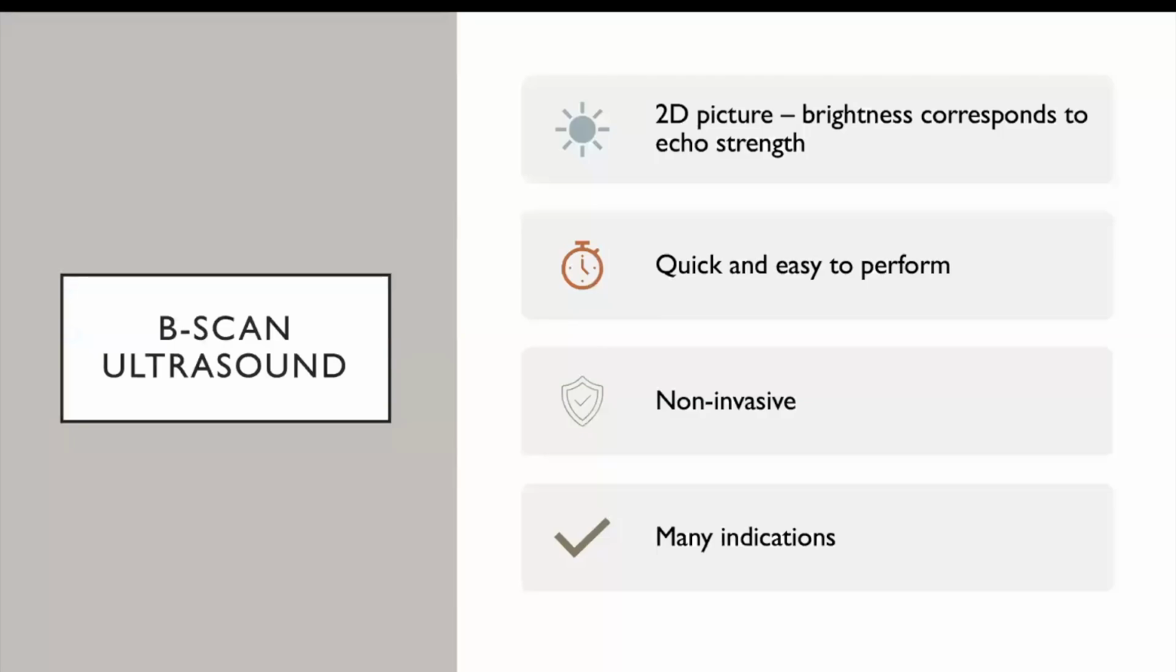So essentially, it gives you a 2D picture. It's a sort of brightness scan. That's where the B scan comes from in terms of the letter B. And then obviously you're going to get different levels of echoic strength. The brighter the tissue, the higher its echoic strength, or sometimes it means the denser the tissue is.